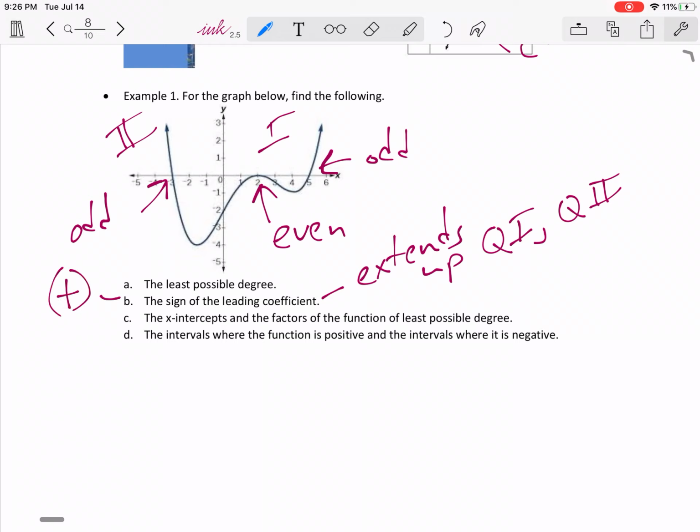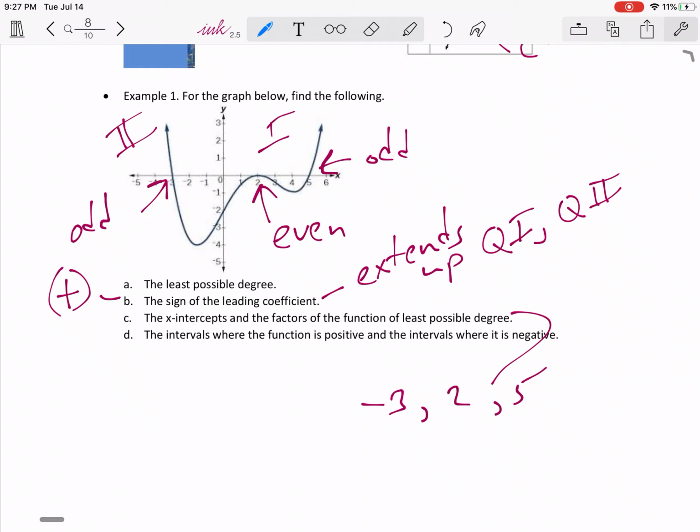Okay, the x-intercepts and the factors of the least possible degree. So what that is saying is in terms of where it's crossing. Where we're crossing here is at -3, at 2, and at 5. Right? So these would be your x-intercepts.